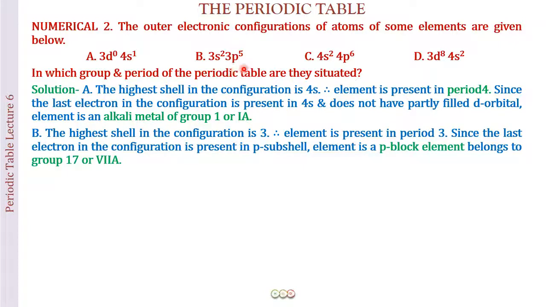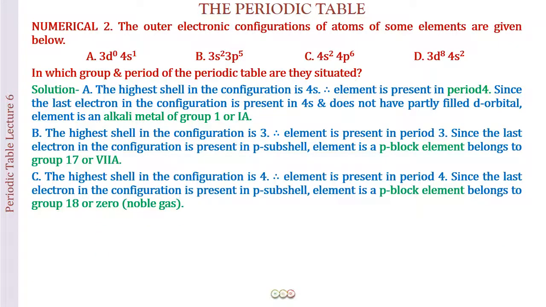Right? So now the next one we have is 4s2 4p6. So here also, the highest shell in the configuration is 4, so this is going to be period 4. And then we have the last electron entering into the p subshell, so it is a p block element. And then it is going to be 6 plus 12. This means 18th group. That is the 0 group of Mendeleev, and these are the noble gases.